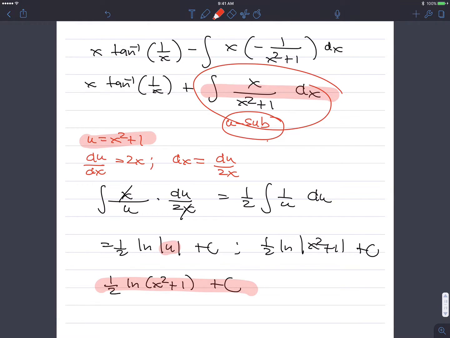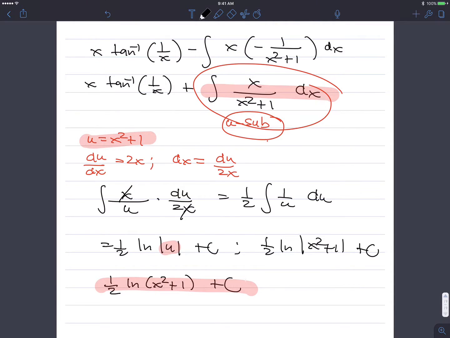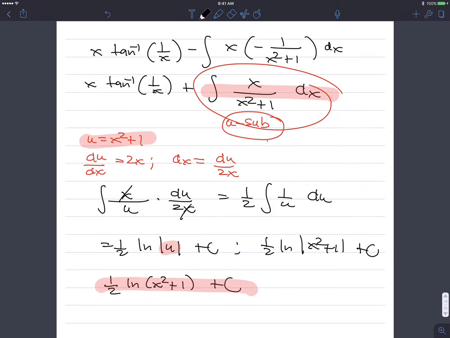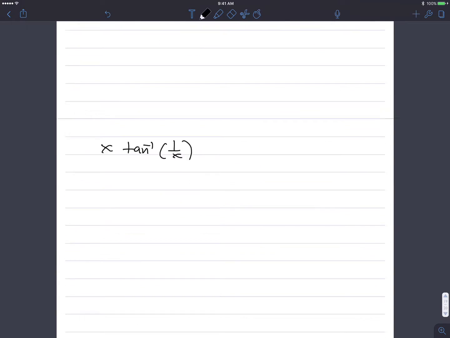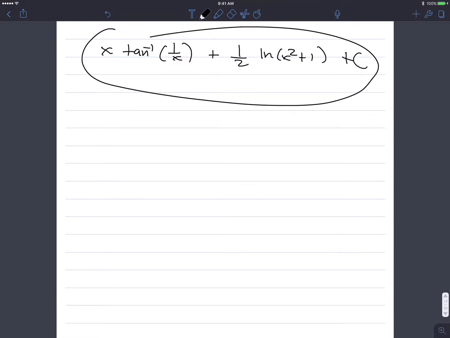So altogether, final answer. This is x inverse tangent of 1 over x, plus 1/2 natural log of x squared plus 1 plus your C. Here's your answer.